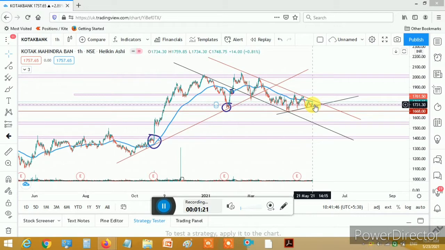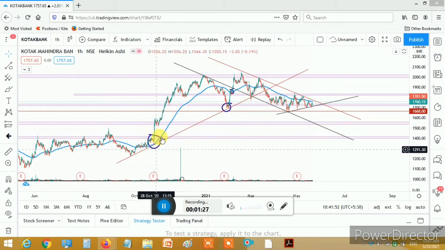There is one more type of support, called dynamic support. I have plotted this dynamic support on the 200 exponential moving average, and if you are using a higher time frame, approximately 1 hour or 30 minutes, it will be very useful for your swing trading. It is shown as a blue line, and you can see this blue line shows up very nicely on this 1 hour chart.